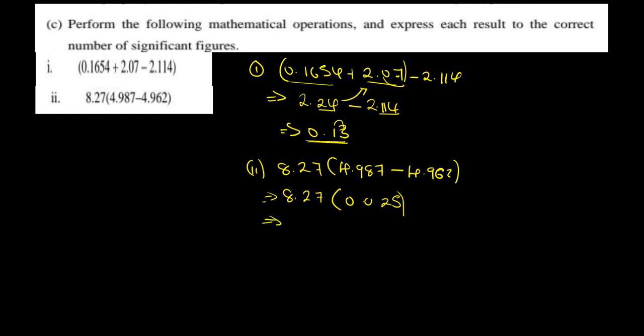Then you multiply. Now the least is 2 decimal places. For multiplication, division, addition, or subtraction, they're just the same. You consider the least number of decimal places. Here we had 3, but here is 2, so we report our answer to 2. When you multiply that, that will give you 0.21, correct to 2 significant figures. You can copy these and also write them in your book. They'll be very important.